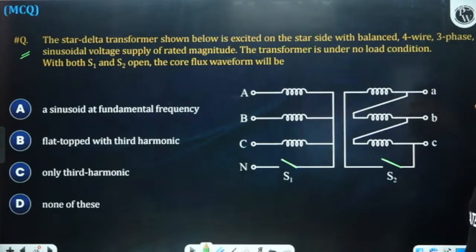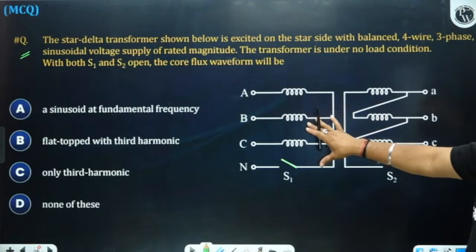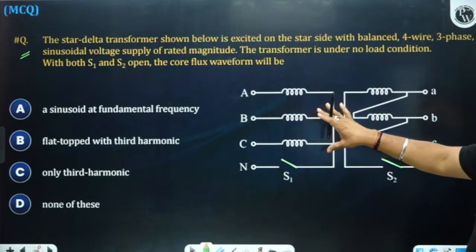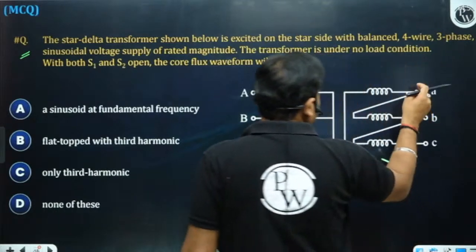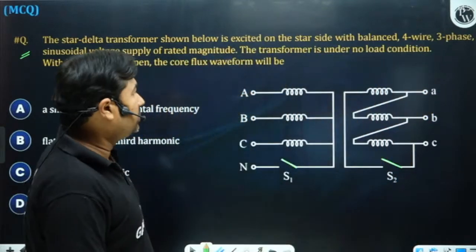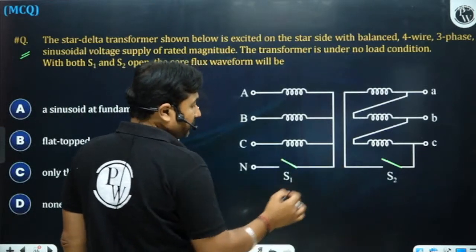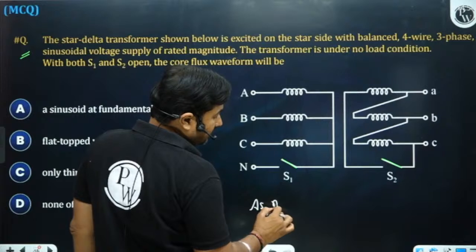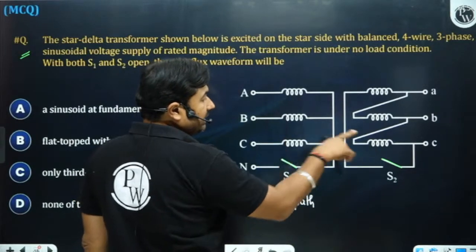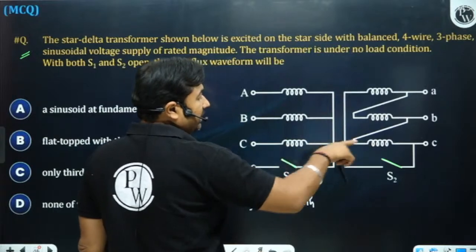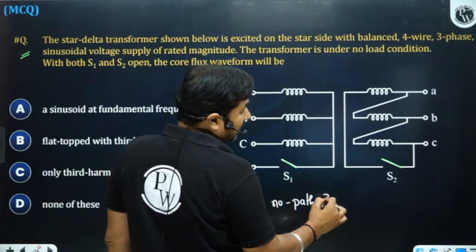So the star delta transformer shown below is excited from the star side with a balanced 3-phase 4-wire supply. The transformer is under no load condition when both S1 and S2 are open. No load condition means your load current is 0. So core flux waveform will be flat topped as there is no path, because one side is a star and the other is an open delta. Star and open delta, we don't have a path for the third harmonic current. No path for third harmonic current.